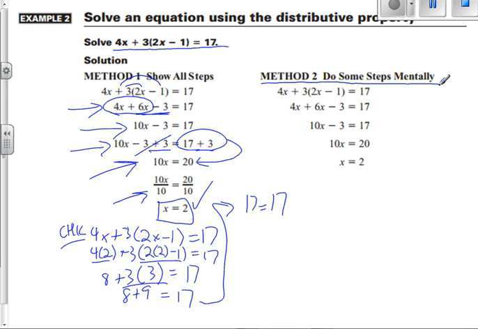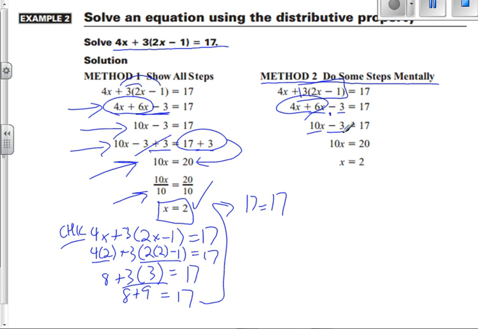All right, so what they mean by mentally is that I'm just doing this distributive property in my head. 3 times 2x is 6x. 3 times that 1 is a 3. I keep the same operation, which is subtraction. Then mentally, I can look at my like terms. That gives me 10x minus 3 is equal to 17.